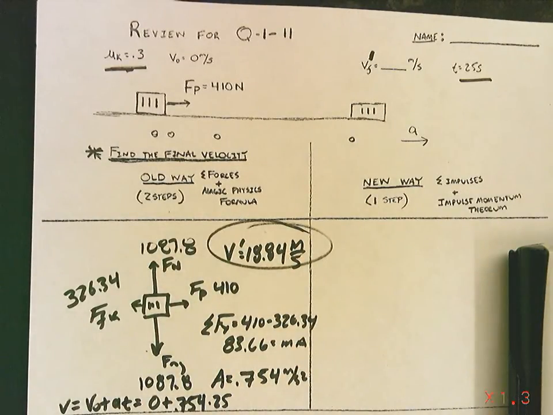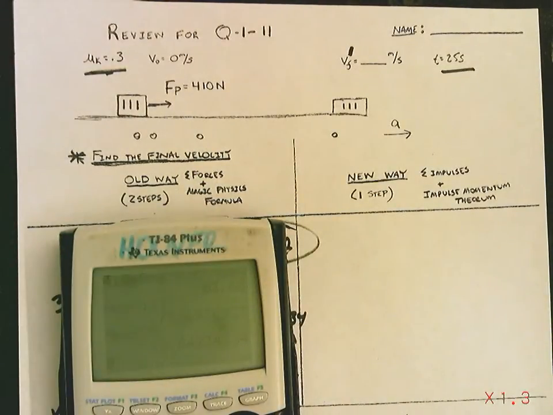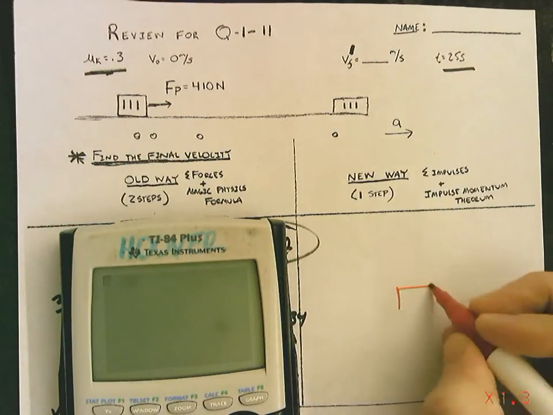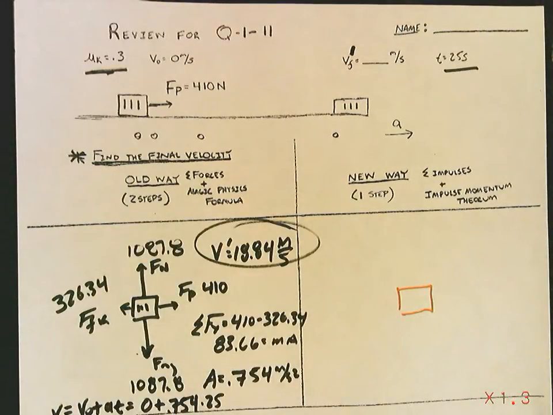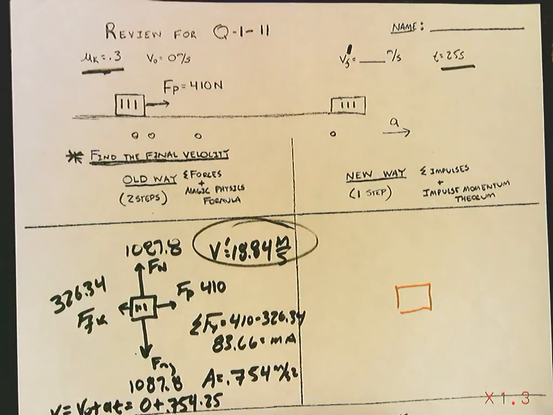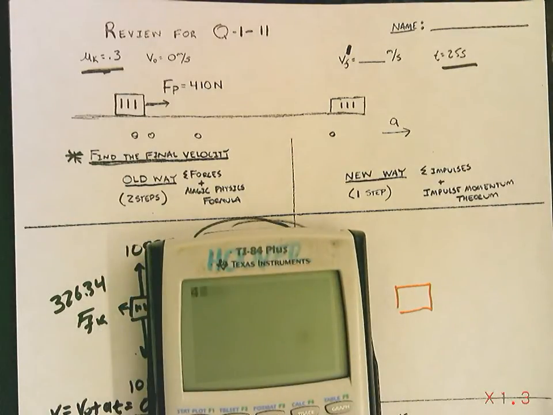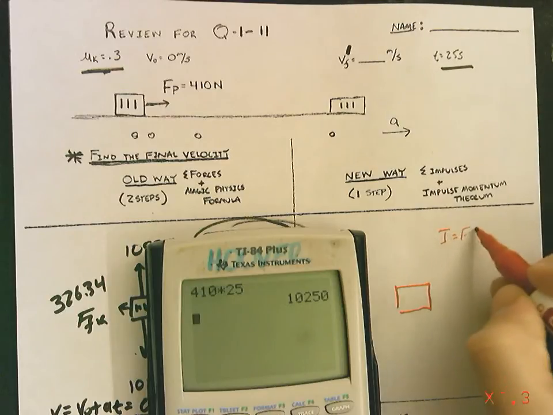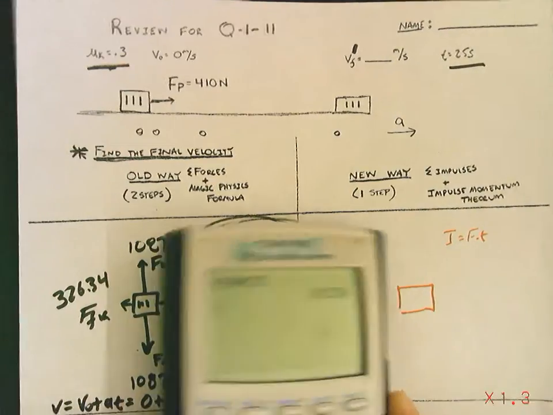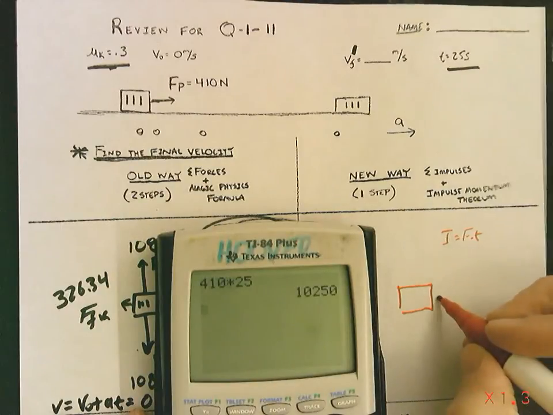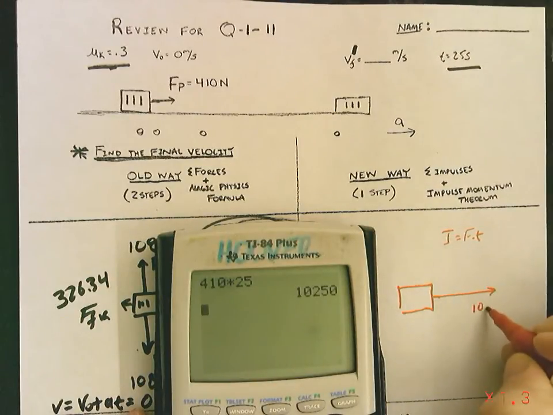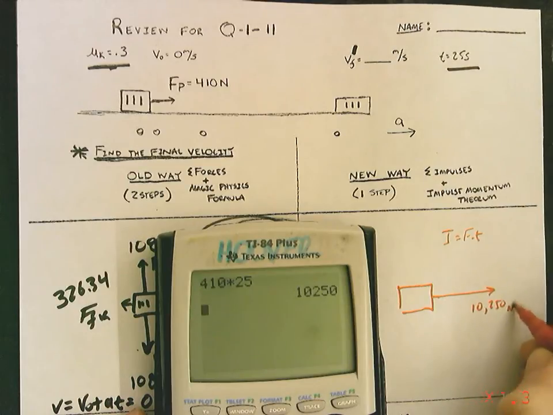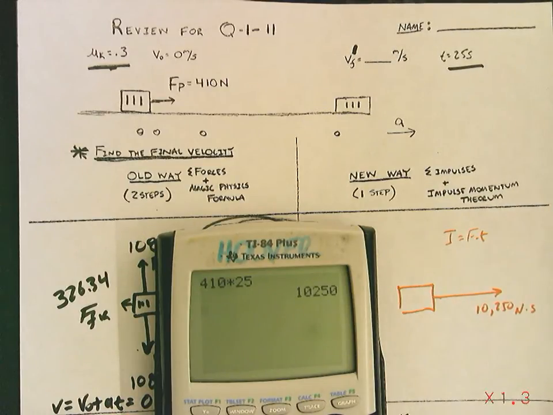So then we can also do the new way here. Same kind of business. We're going to sum the impulses. First of all, realize that the forces are canceling in the y, so there'll be 0 net impulse in the y. I want to focus on the x. So I say 410 times 25. Remember that impulse equals force times time. So if I take 410, which was FP, times 25, I get an impulse of 10,250.